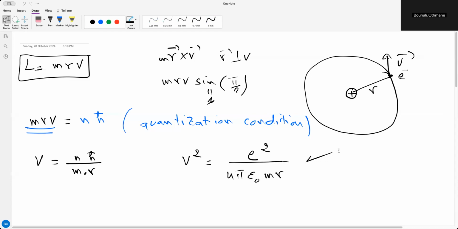Remember, Bohr said that classical physics we can apply while the electron is rotating in the orbit, but the laws of classical physics do not apply when the electron jumps from one state to another state.